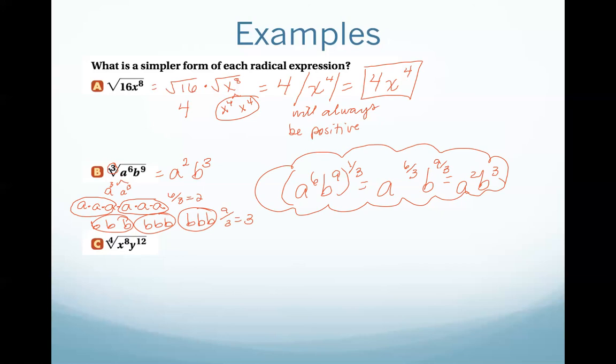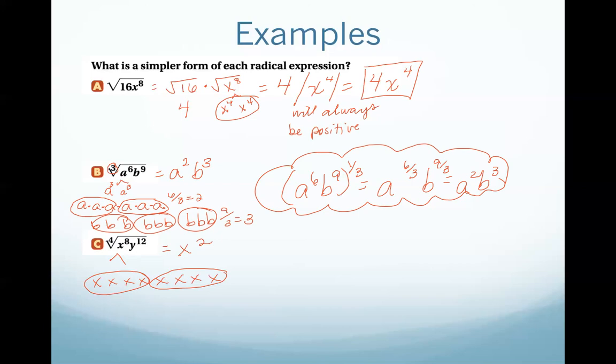Okay, our last one here, the 4th root of x to the 8th, y to the 12th. I need 4 factors of the same thing for a 4th root. So I'm going to say 1, 2, 3, 4, 5, 6, 7, 8 x's into groups of 4. That gives me x squared.